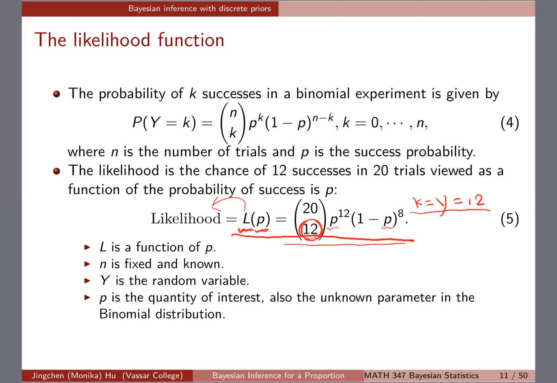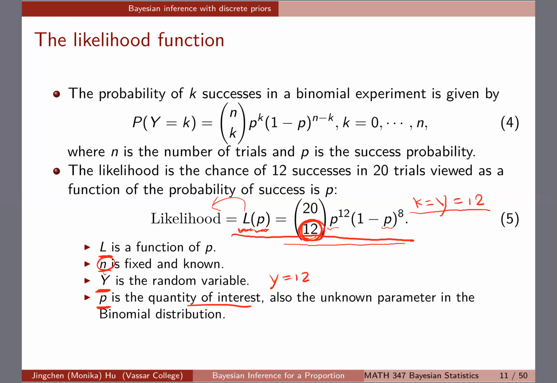So Bayesian inference assumes that the data is fixed and the parameter is random. So the likelihood part of it, we always turn into a function in terms of the parameter. And this is what we see in the binomial likelihood situation here. Generically we use L for the likelihood, and it's a function of p. N is fixed and known, it's 20. Y, even though it's a random variable, once we observe the data, it's fixed. So it's y equals 12 in this case. And then p is the quantity of interest.